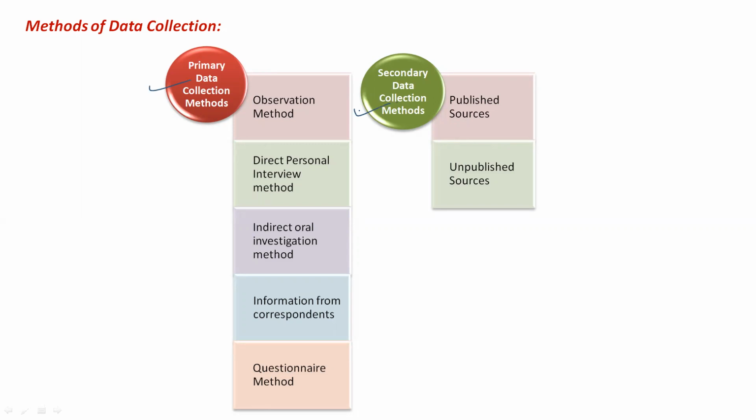So in this video we will discuss only the methods of collecting primary data. In my upcoming video we will be discussing methods of collecting secondary data also. So basically there are five methods in which the primary data can be collected: observation method, direct personal interview method, indirect oral investigation method, information from correspondence, and questionnaire method. We will discuss these one by one in detail.